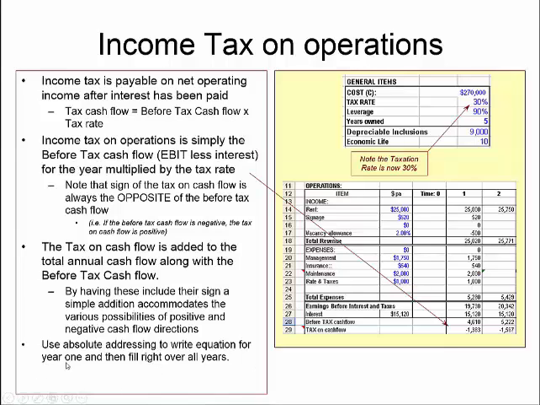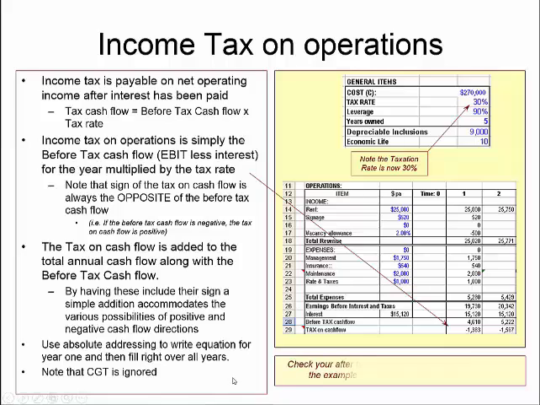I'll be demonstrating the use of absolute addressing so that you can fill your equations across, and by now you should have seen those already. And we're not dealing with CGT. I'm also recommending that you check all of the calculations that you do with your financial calculators.